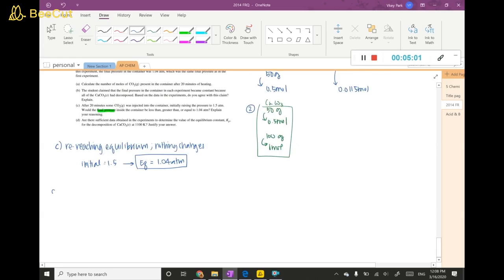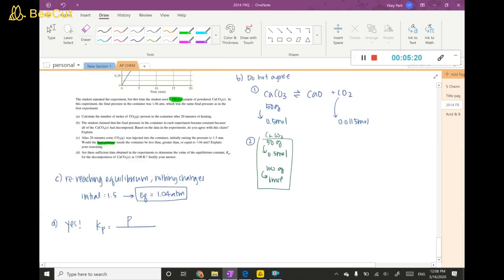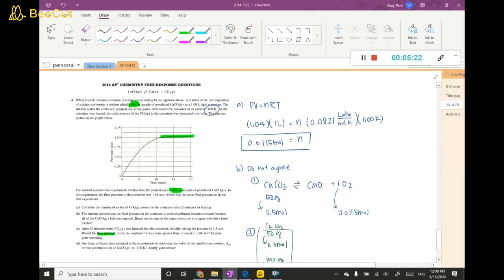All right, let's continue to D. D says, are there sufficient data obtained in the experiment to determine the value of the equilibrium constant Kp for the decomposition of CaCO3? Justify your answer. Yes, we do. Why? Because what is Kp? Kp is the pressure of products over reactants. And look at the equation.